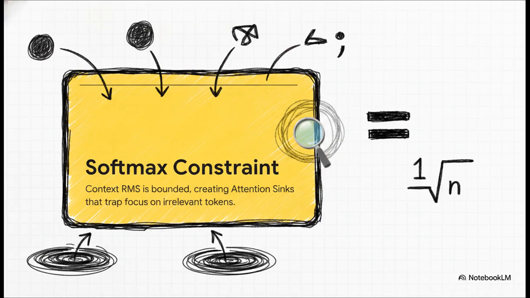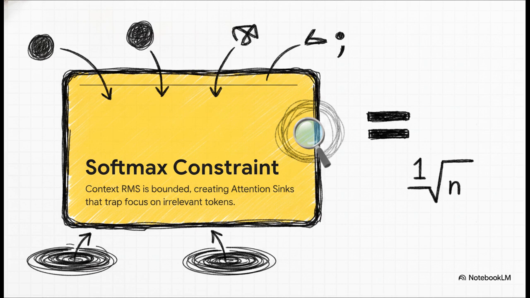The crucial point here is the softmax constraint. Standard softmax attention really struggles because its magnitude is strictly bounded. Since the attention weights mathematically have to sum to exactly 1, the context root mean square, or RMS, is trapped. It's strictly bounded between 1 over the square root of n and 1, so the model is forced to allocate that attention somewhere, even when it shouldn't.